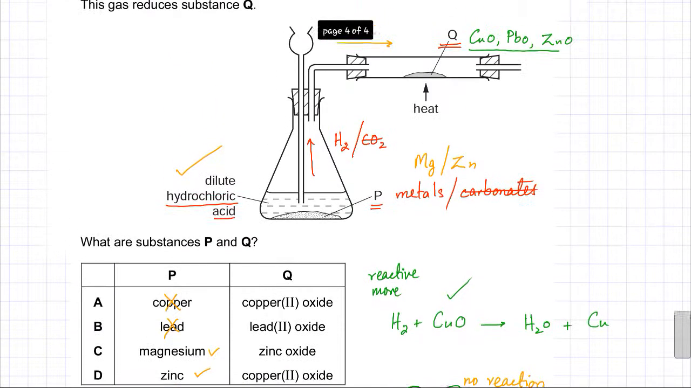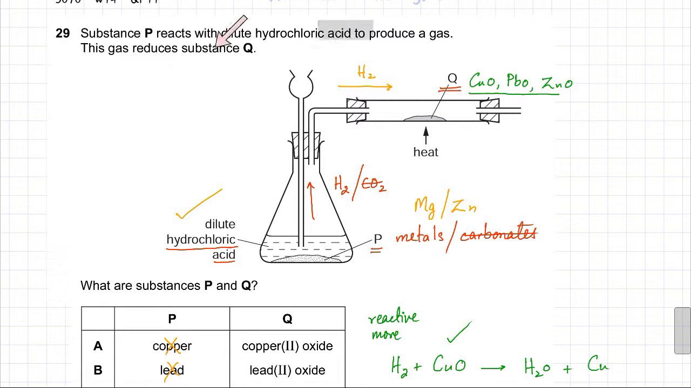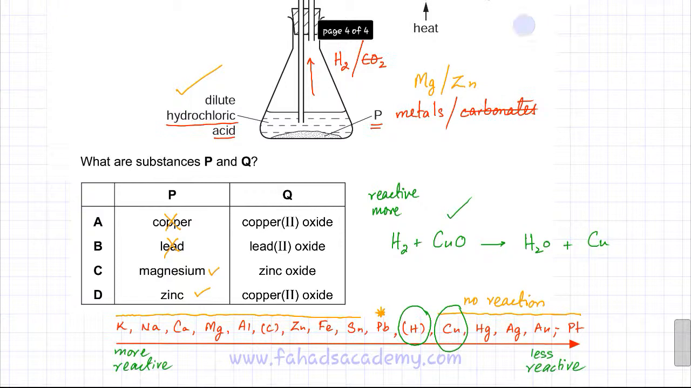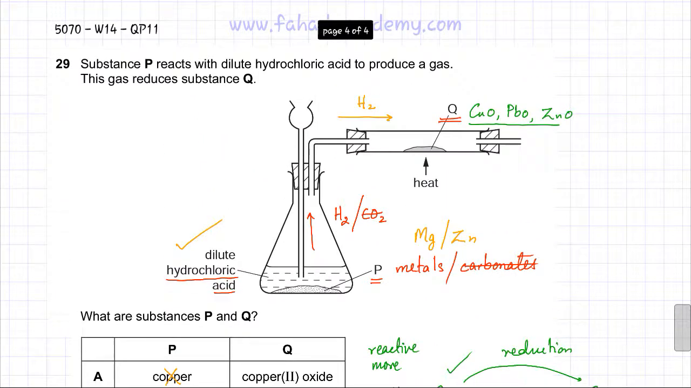So the likely answer for this, because he's saying that the gas reduces substance Q, and that is exactly what it is doing. If hydrogen reacts with substance Q, which is copper oxide in the first and fourth options, the copper oxide is getting reduced to copper because you're removing the oxygen. When oxygen is lost, that is called reduction. So this process over here can be classified as reduction, as reduction is a loss of oxygen. So copper oxide is the correct option.